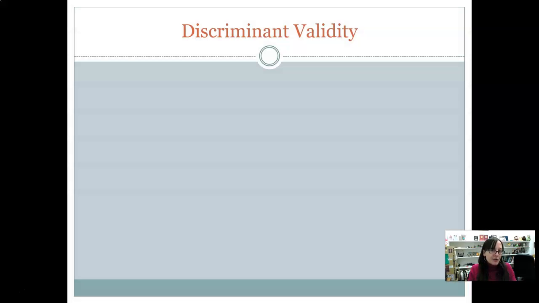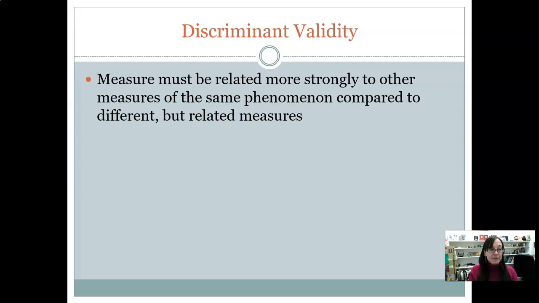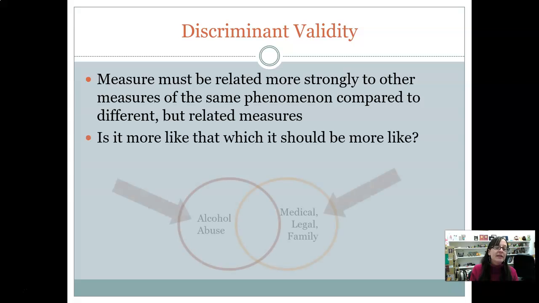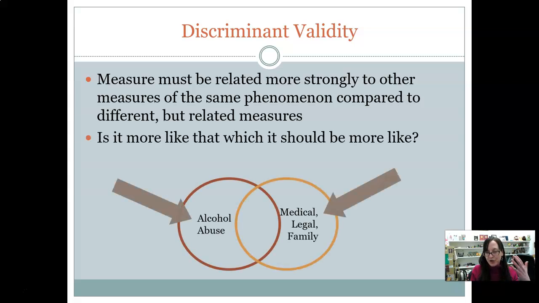So if we want to use construct validity, then it's sometimes good to also use discriminant validity as another level of supporting that this is the thing we think it is. For discriminant validity, it's that same idea, but it comes at it from the opposite perspective, so that your variable, your measure, has to be related more strongly to other measures of the same thing compared to different measures or different variables that are related but measuring different concepts. So basically it's asking, is it more like that which it should be more like?